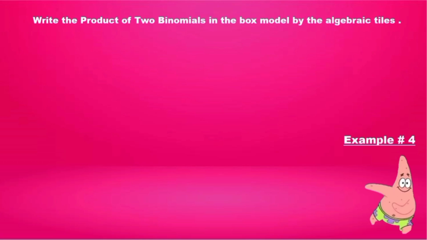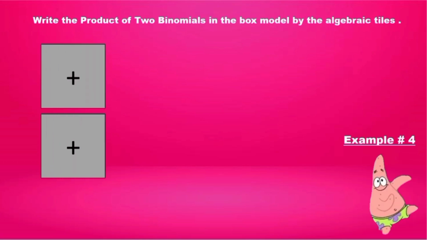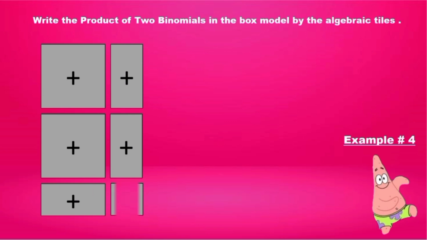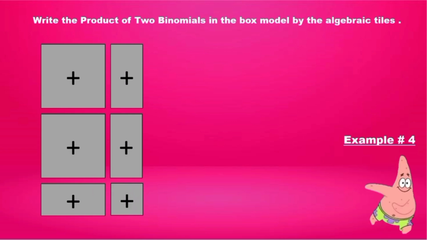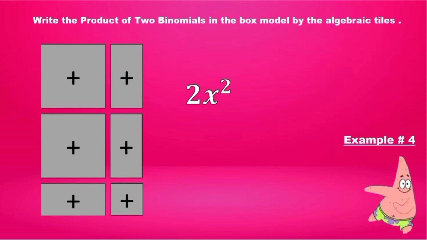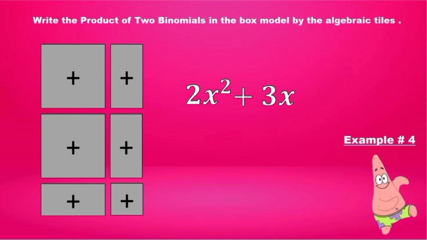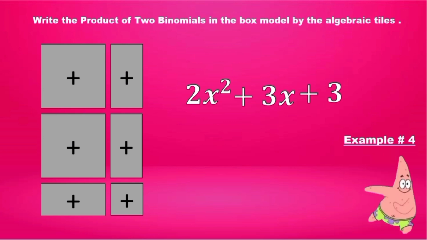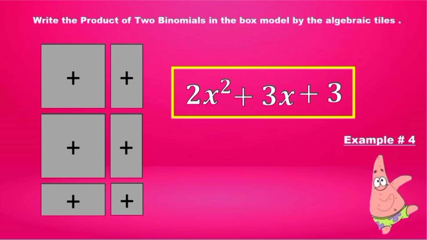Example number 4. Here are the figures. Now find the product. First, we have 2 positive x squared. Then we have 3 positive x. And we have 1 positive 1. Our final answer is 2x squared plus 3x plus 3.